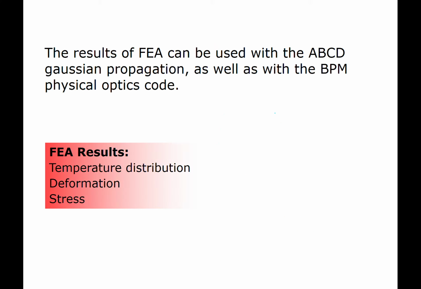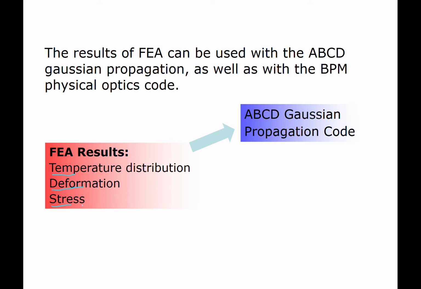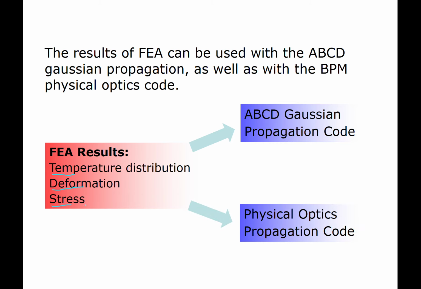Okay, and this can also be simulated. FEA results will give you the temperature distribution, mechanical deformation, or stress within the optical gain medium rod. This will be combined with the ABCD Gaussian propagation code or the physical optics propagation code, which we call BPM.